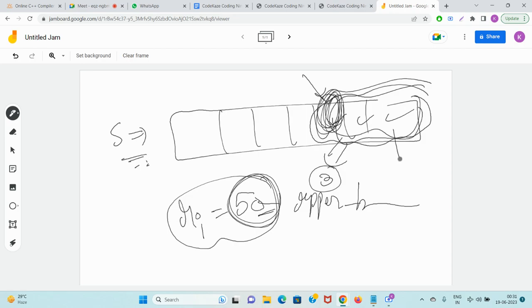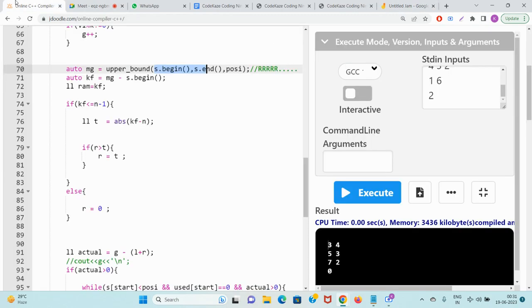How many guys are there is only your R value, right? Because you now know that all are going towards this direction. So I do the upper bound, I found that particular index. If that is less than or equal to n minus 1, then you do n minus that index.